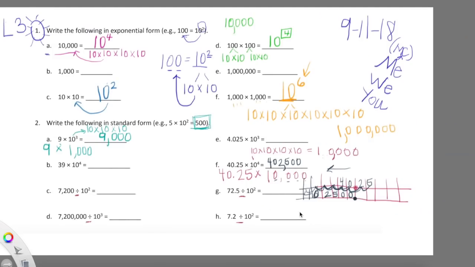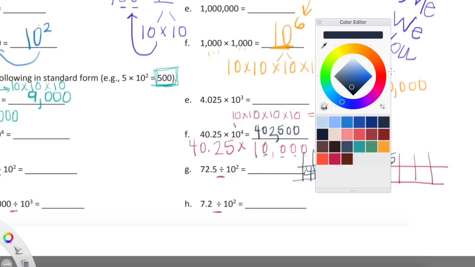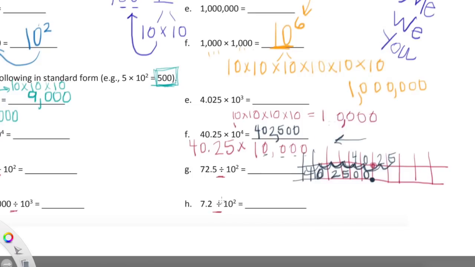Let's look at one more. Hopefully I can zoom out. Oh, wow, yes. Let's look at one more here, guys. Let's look at 7.2 times 10 to the 2nd. I'm going to grab another color. And we are dividing here, friends. 7.2 divided by 10 to the 2nd.